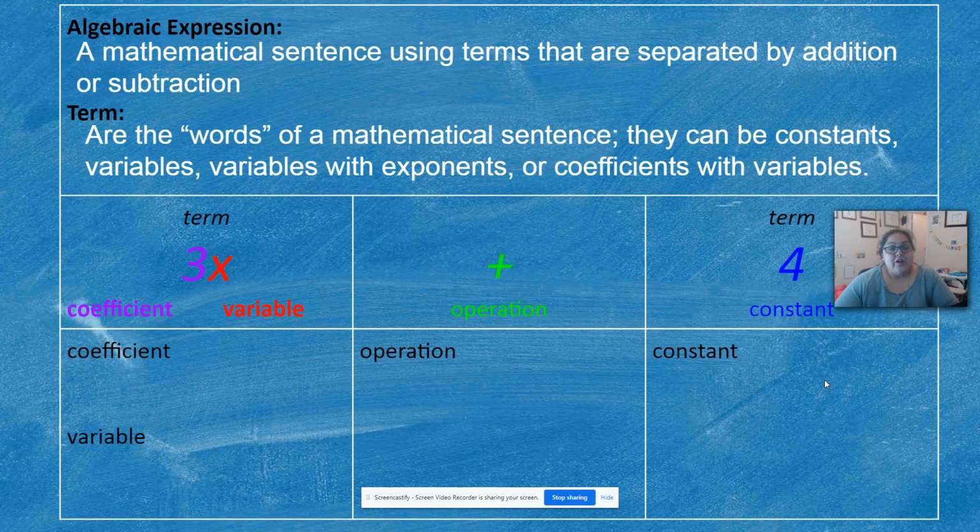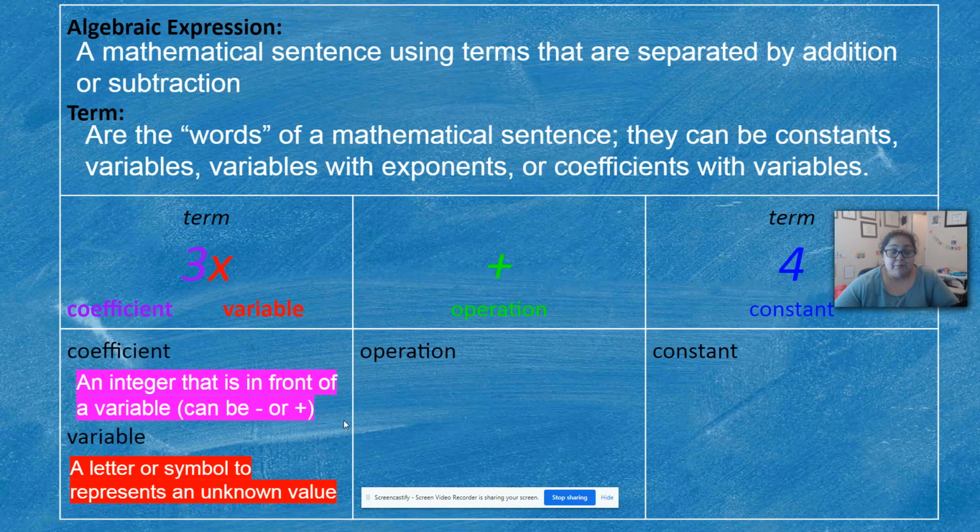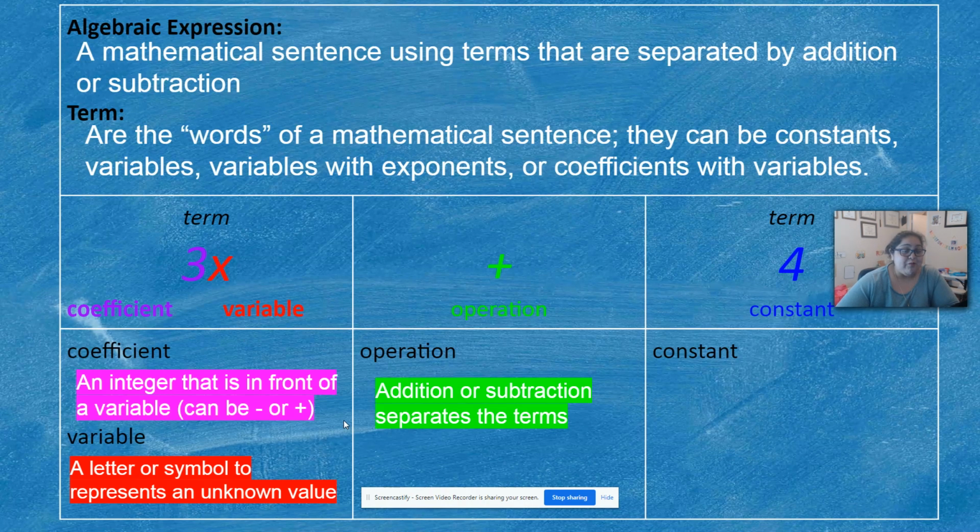Here's a little example where I separated what a term would be. Notice I didn't put the word term above here where it's operation. A coefficient is basically an integer in front of the variable, and it can be positive or negative. The variable can be a letter or a symbol that represents an unknown. The operation can be addition or subtraction. They're the ones that separate the terms so that you know this one is from the other.